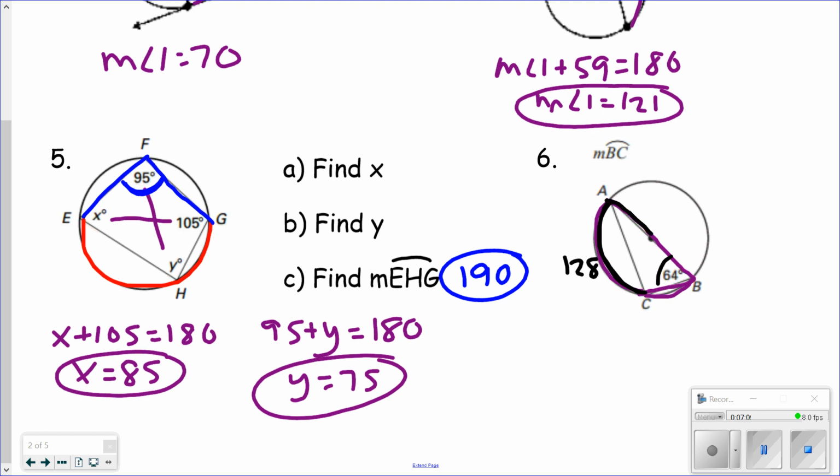If you look closely, we notice that AB is a diameter, meaning that this arc, I'll highlight it here, this arc and this arc BC add up to 180. So if I take 128 plus x, that's what I'm looking for, is equal to 180. We end up getting that x, or the arc we're looking for, arc BC, is equal to 52. So the measure of arc BC is equal to 52.